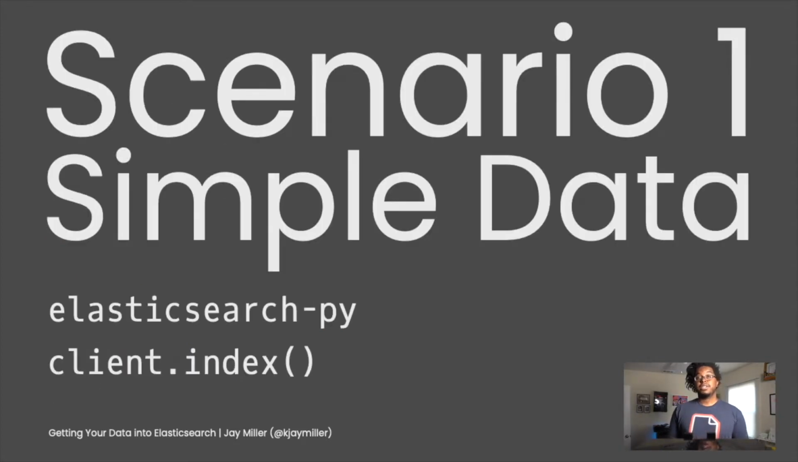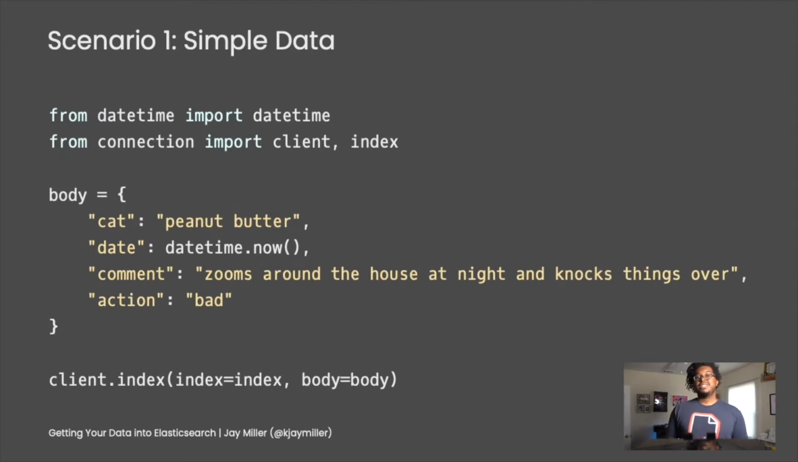Now that we have our connection, let's talk about the most simple use case here. I have a single instance where my cat caught a case of the zoomies and decided to start running through the house late at night and knocked a few things over. We don't need a giant app for this. We don't need anything special. We can just throw that data in a dictionary and upload it to Elasticsearch.